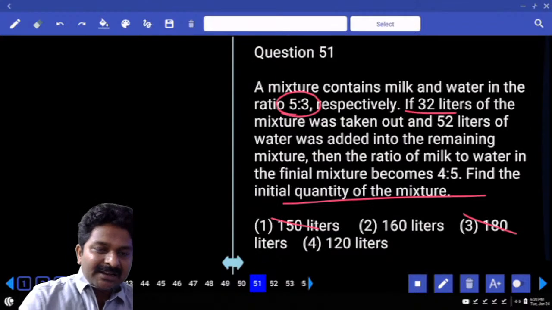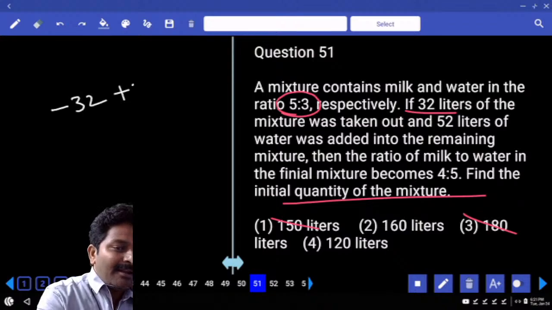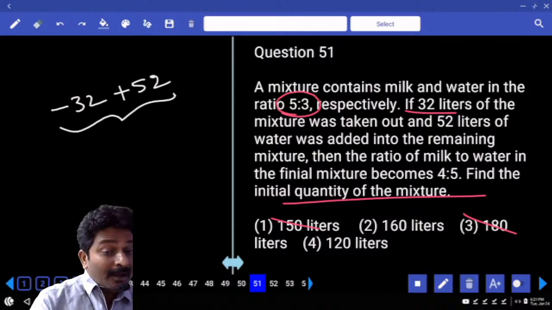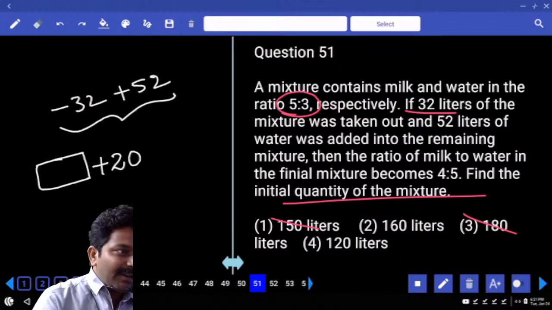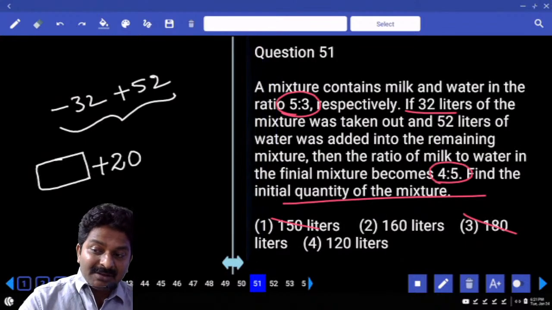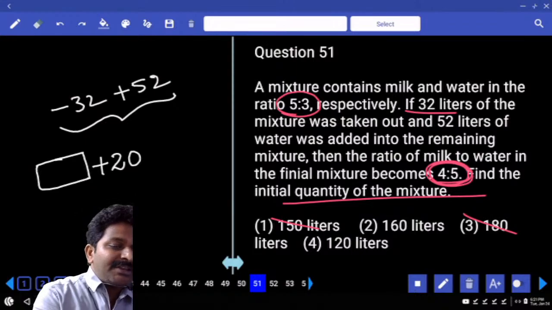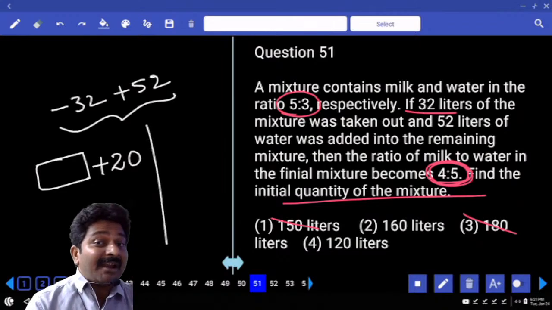From the given content, 32 liters quantity is taken out and 52 liters of water is added. So what is happening? Is the quantity getting more or less? How much more? 20 liters more. So to the initial quantity, we are adding 20 liters. Then finally ratio becomes 4:5, so it should be a multiple of 9? So initial number must be a multiple of 8, and finally after adding 20, it has to be a multiple of 9.